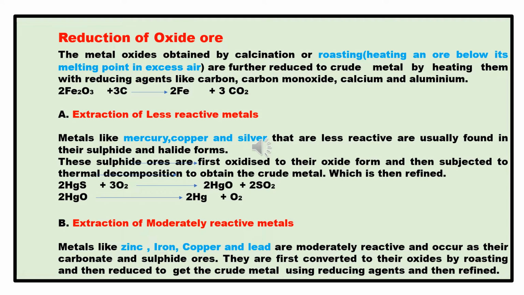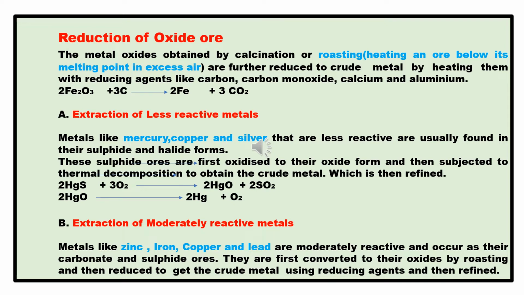More air, excess air if we supply, more oxygen will be combined with the ore. So that process is known as what? Roasting. So roasting is a process of oxidation of an ore by heating the ore below its melting point in excess air. So if there is no oxygen, we call it calcination. If there is excess of oxygen, excess of air, we call it roasting.